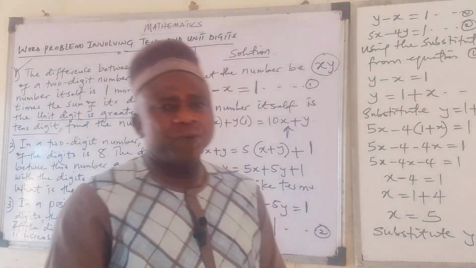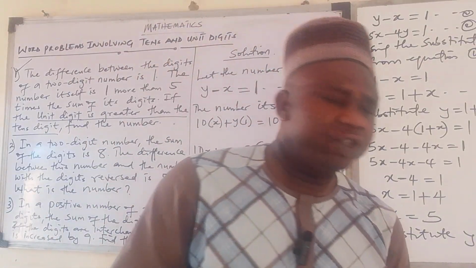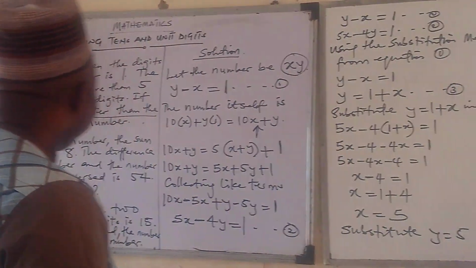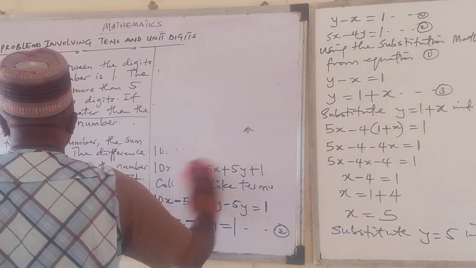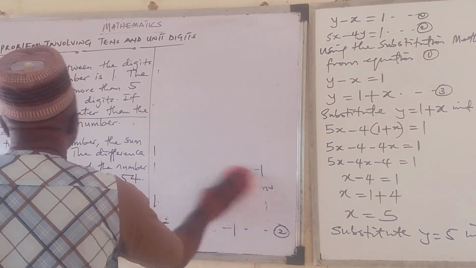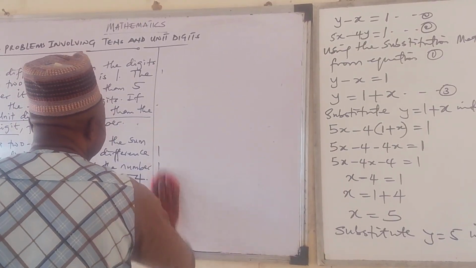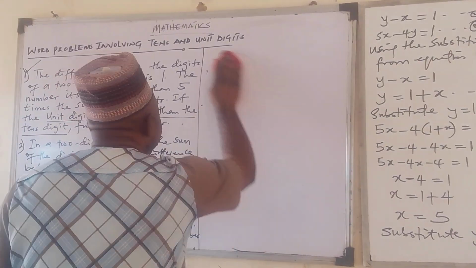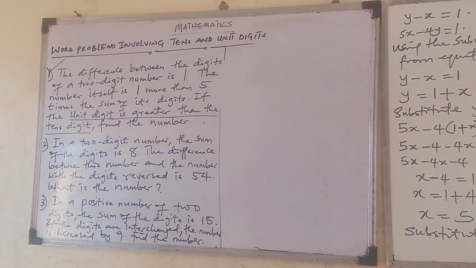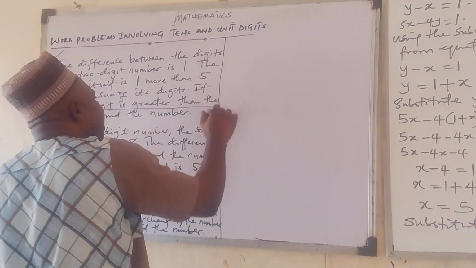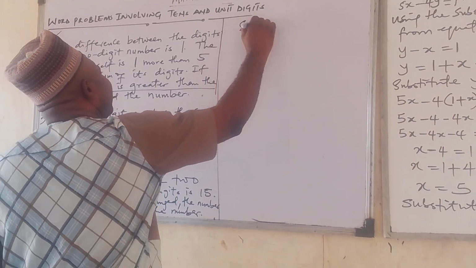So we are going to be looking at question number 2. For question number 2, they said in a 2-digit number, the sum of the digits is 8. Now let's call it AB this time around. Solution.